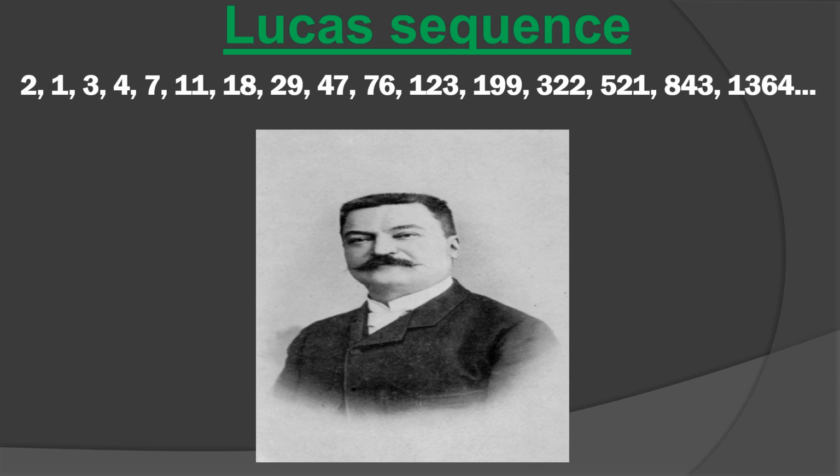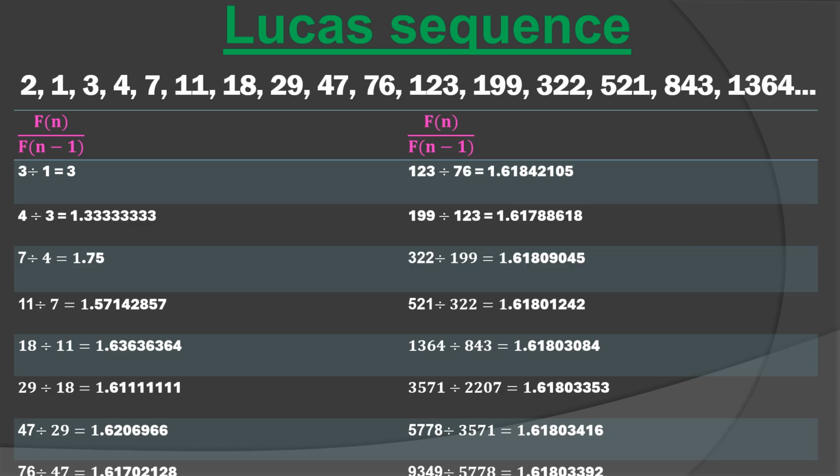Closely related is the Lucas sequence, discovered by Edouard Lucas, a French mathematician. Lucas numbers have the same recursive pattern just like the Fibonacci sequence. The only difference is the starting values. While exploring the Lucas numbers, ignoring 2 and 1, we divide the Lucas number by the previous one. We also notice that the ratio gets closer and closer to the golden ratio as n approaches infinity.